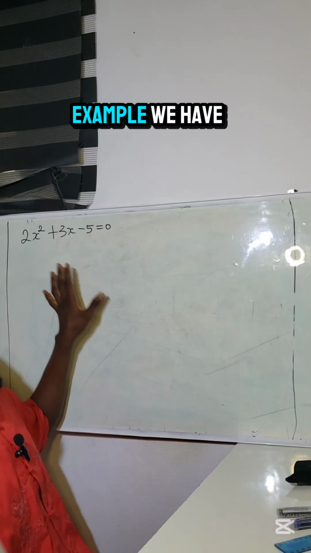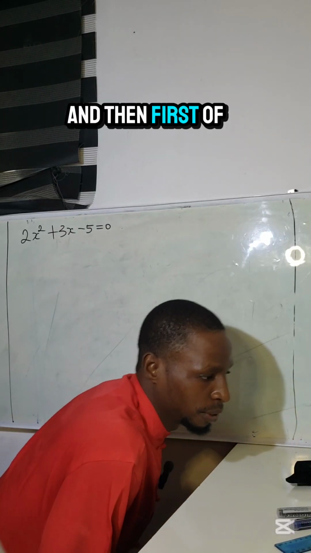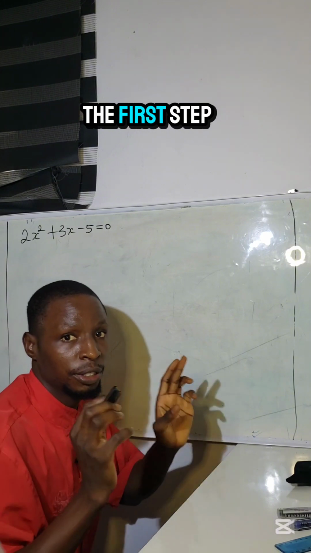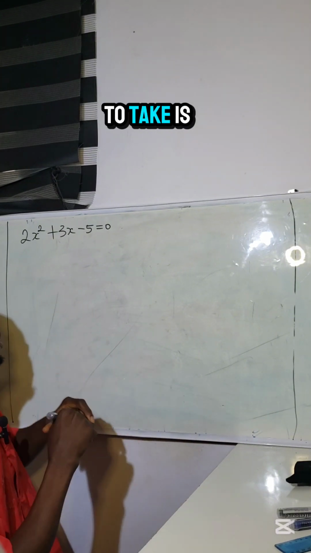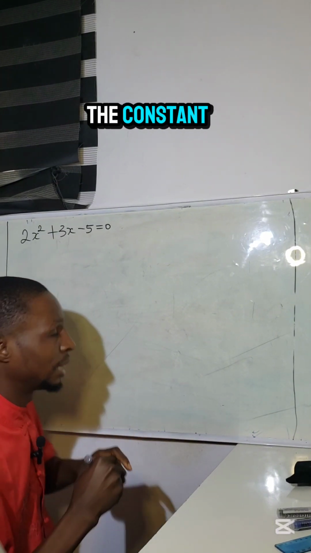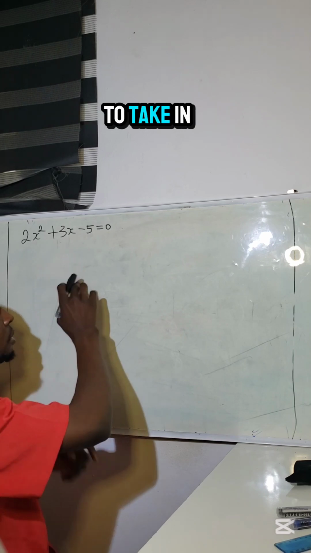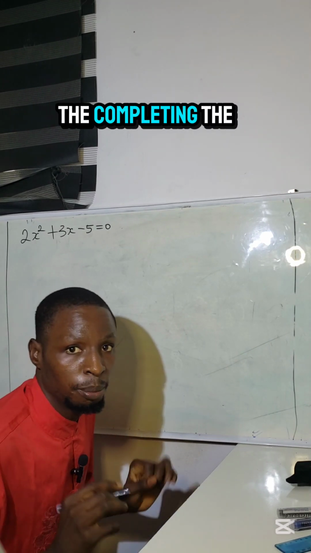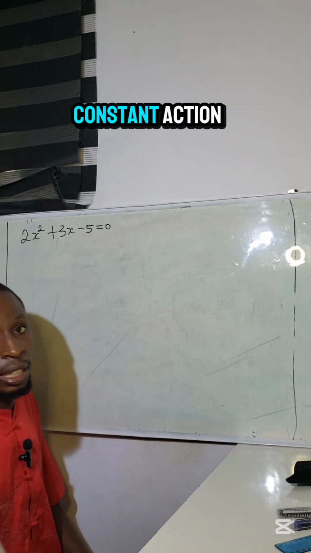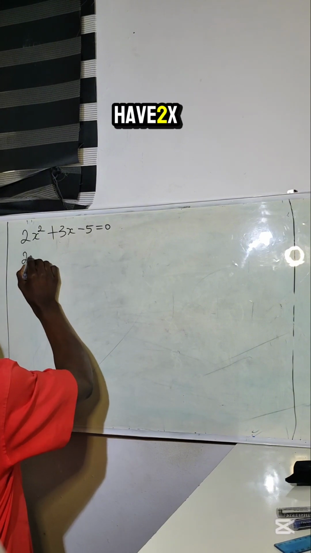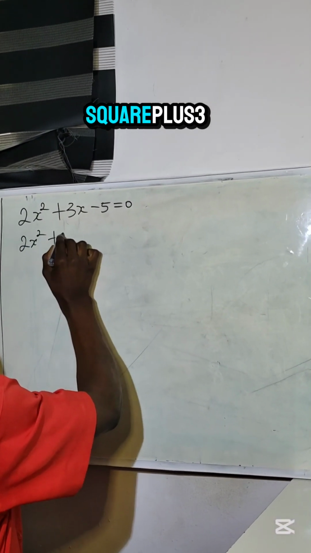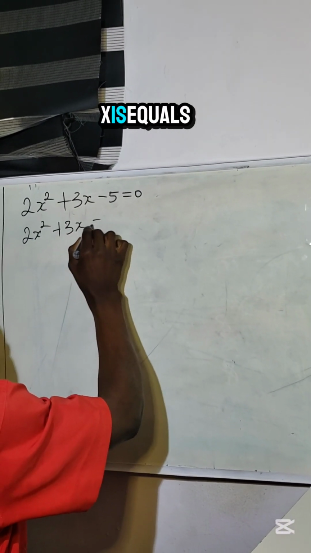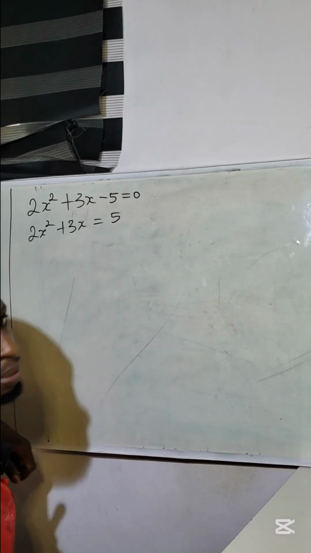This is the example we have on the board. First of all, we know that the first step is to transfer the constant. The first step to take in solving using the completing the square method is to transfer the constant. So I'm going to have 2x squared plus 3x is equal to 5.